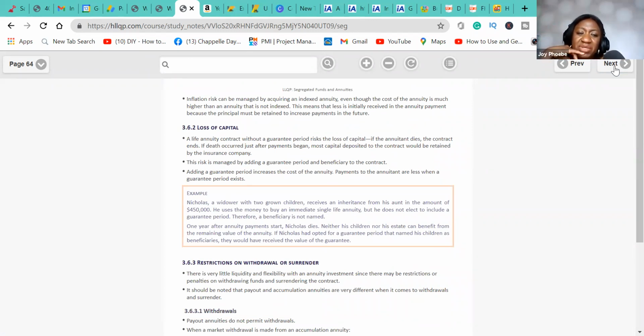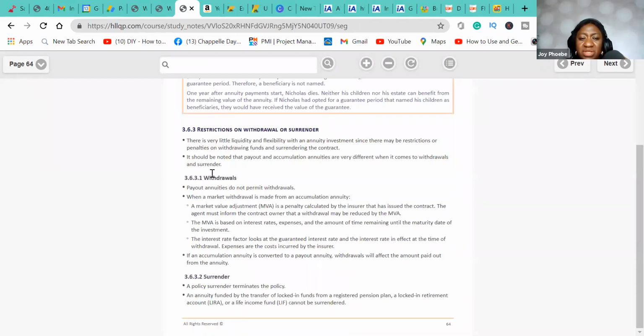Okay? Loss of capital. A life annuity contract without a guarantee period risks the loss of capital. Yes, when you have a life annuity without a guarantee, you don't have a beneficiary, so anything can happen to you and your capital is lost. Adding a guarantee period increases the cost, and the annuity payments to the annuitants are less when the guarantee period exists. So you now need to decide, do you want to pay that high cost? I think it's worth it in my own opinion. Okay.